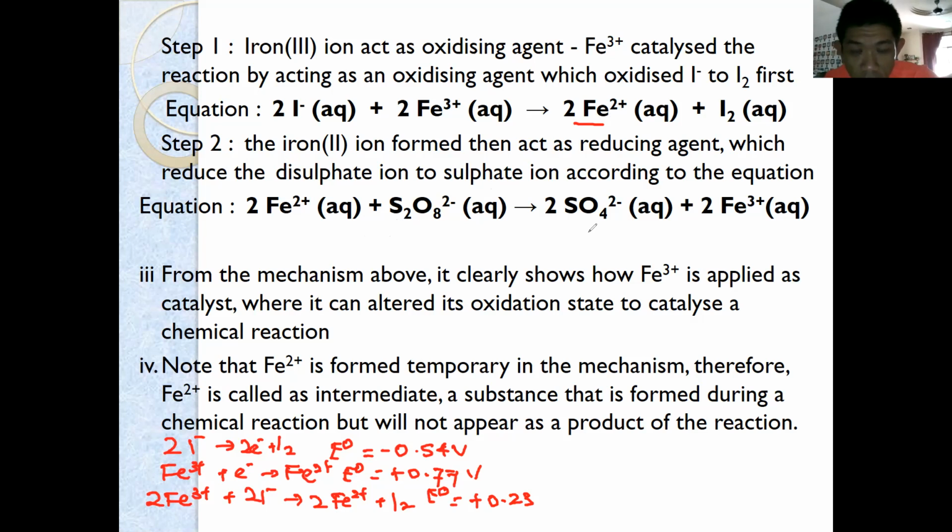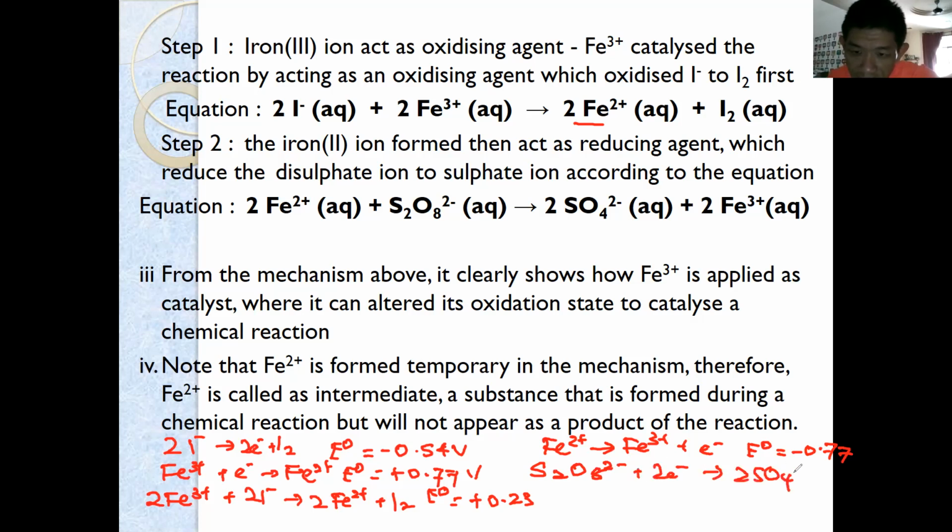So this can also be deduced in the equations, where you have Fe2 plus give Fe3 plus plus e minus. E naught is equal to negative 0.77. And then you have S2O8 2 minus plus 2e minus give 2SO4 2 minus. This one E naught is equal to positive 2.01.